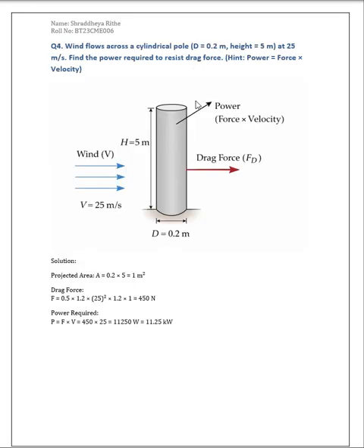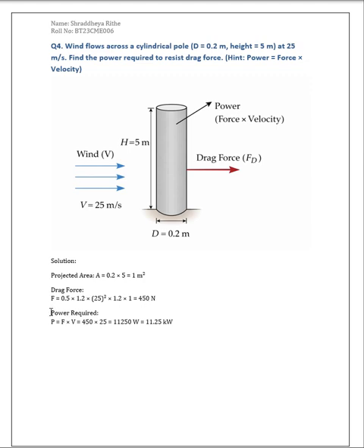The fourth question is: wind blows across a cylindrical pole of diameter 0.2 meter and height 5 meters at 25 meter per second. Find the power required to resist the drag force. The hint is given that power is force into velocity. So we will first find the projected area. Now wind is flowing in this direction, so the projected area would be diameter into height, which is 0.2 into 5, 1 meter square. And the drag force is half rho v square into area into CD. CD is calculated earlier as 1.2, so the drag force can be calculated as 450 newtons.